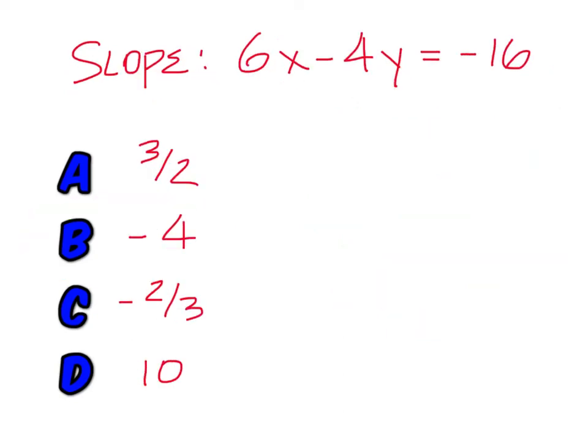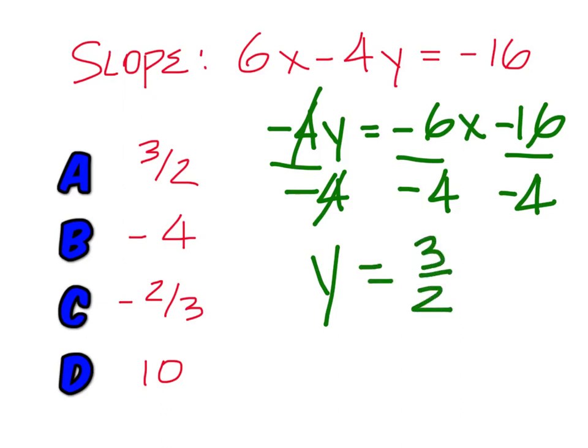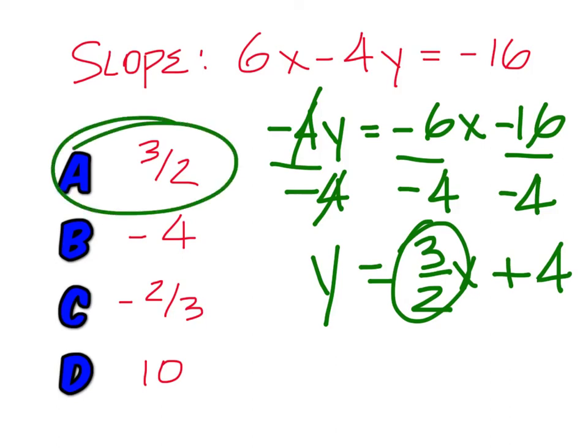Alright, for this problem, you should have negative 4y equals a negative 6x minus 16, and divide everything by negative 4. These cancel out, so it's y equals positive 3/2 x plus 4. That's the slope, so the choice is A.